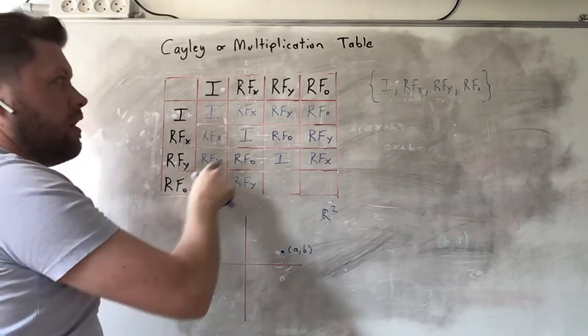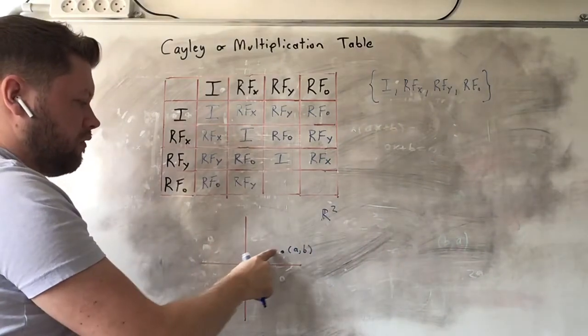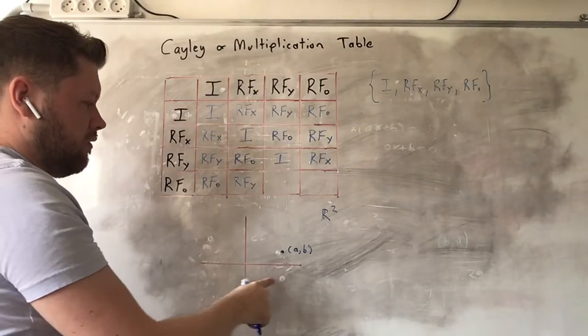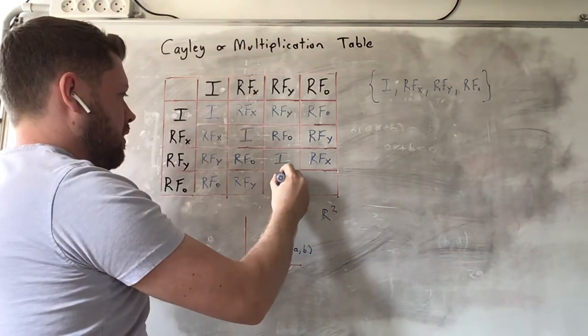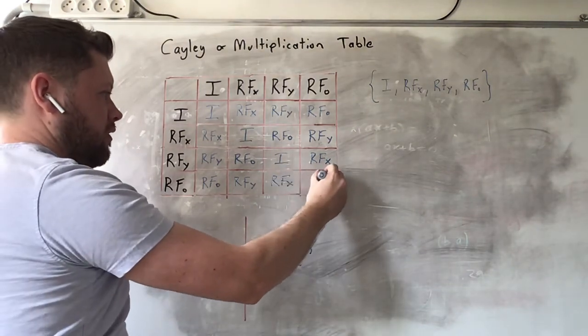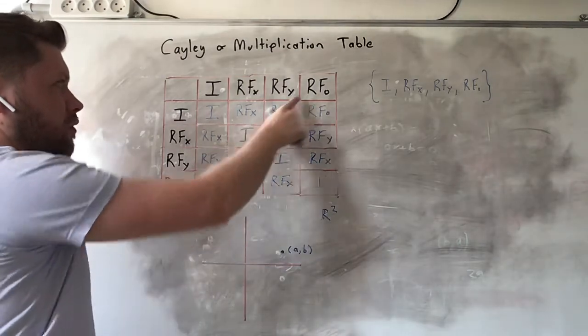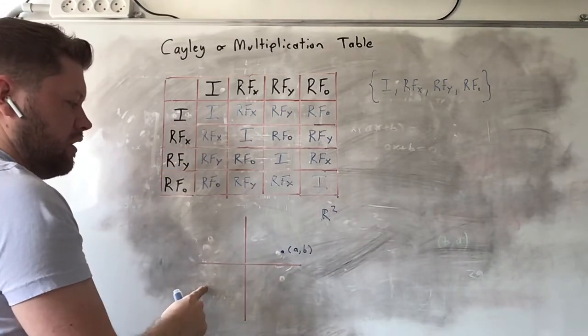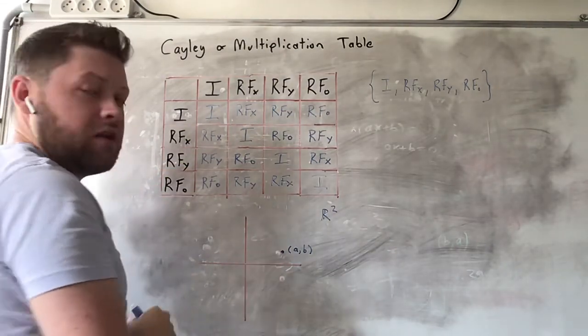Reflect in the origin and then reflect in y. So reflect in the origin, reflect in y. You end up in reflect in x. And then the last one, well, the last one has to be I, just looking at it, but it's obvious because if you reflect through the origin and then reflect back through the origin again, you arrive at the same position.